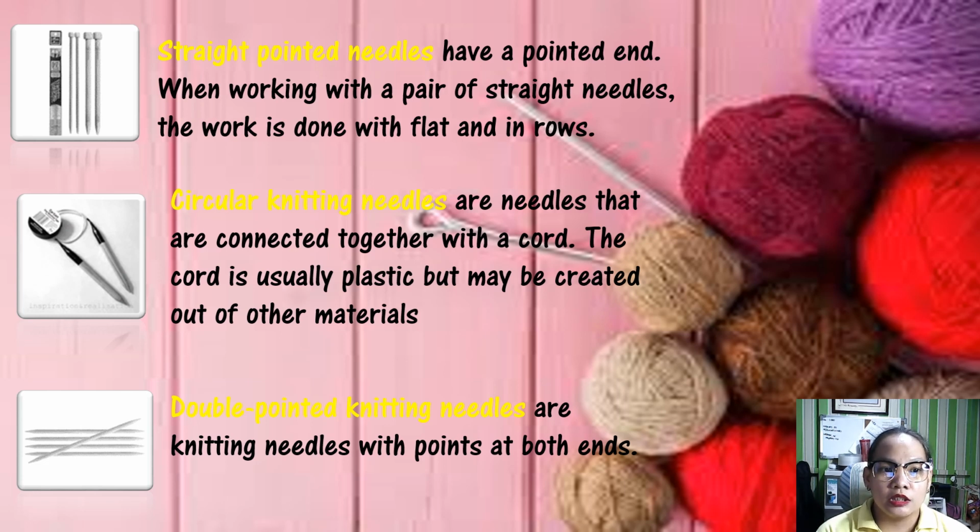Then, second is circular knitting needles. These are needles that are connected together with a cord. The cord is usually plastic but may be made out of other materials. Next is double pointed knitting needles. These knitting needles have points on both ends.